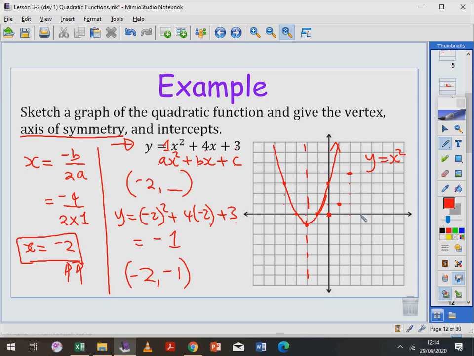So after I've figured out my vertex and axis of symmetry, I just count off from that point going in either direction. So this is my parabola which has been sketched, x squared plus 4x plus 3.